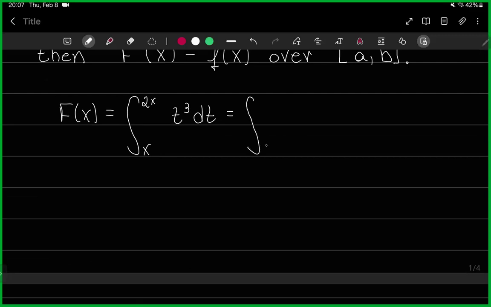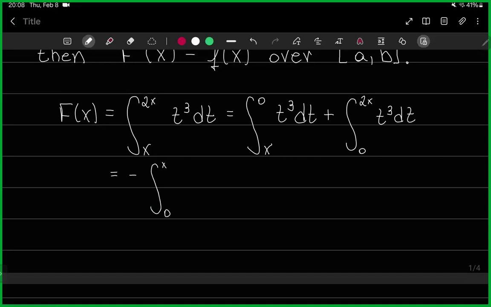So we're going to separate it into two integrals. One integral is going to go from x to 0 of t cubed dt. The other one is going to go from 0 to 2x of t cubed dt. And we're also going to change the sign of the integral and switch 0 and x, as we have seen that we can do.